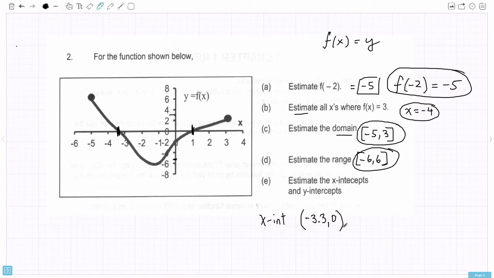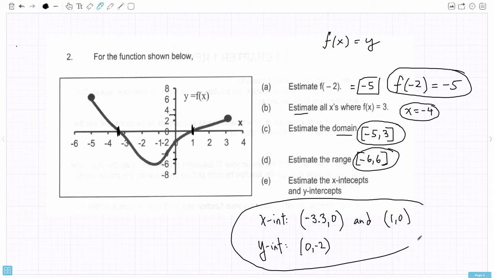(-3.3, 0). That's one single intercept, and the other x-intercept right here, which is an x value, I'll write as an ordered pair, (1, 0). And then the y-intercept: for a function you'd only have one y-intercept, and this is a function, so it's going to cross here at, looks like, -2 on the y scale, so I'll write (0, -2) as an ordered pair. And that's the answer for E.